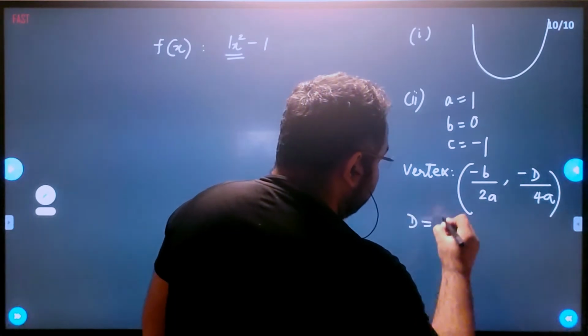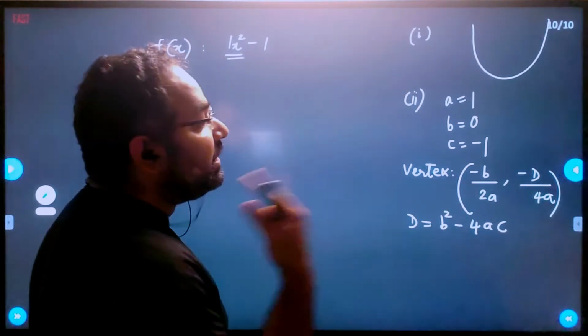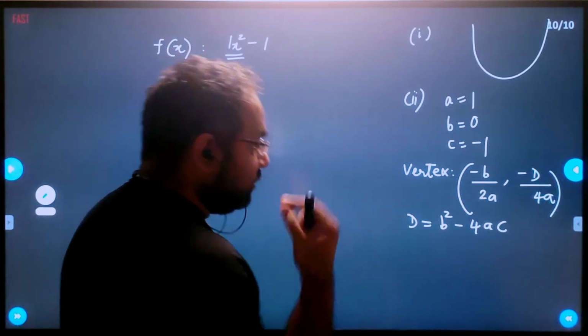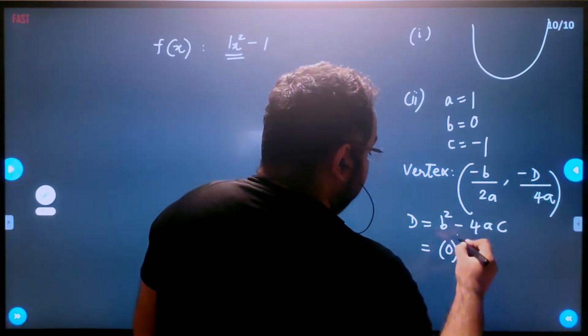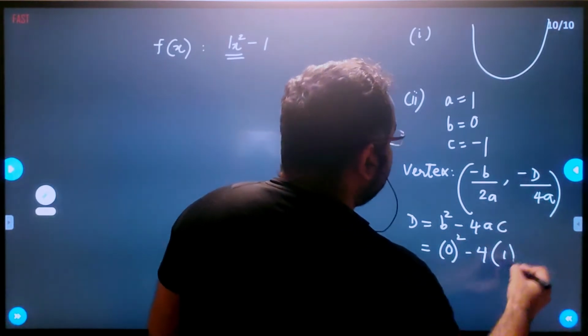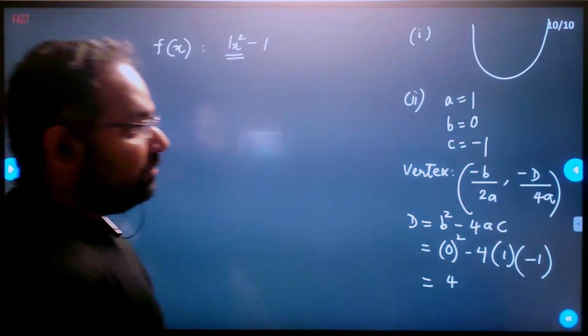I know D is equal to b square minus 4ac, which is also called the discriminant. Keep telling that every time you do it as well, so that you remember that word. What is b square? 0 square. Very good. Minus 4 into 1 into minus 1. Excellent. So I get 4. So value of D is 4.